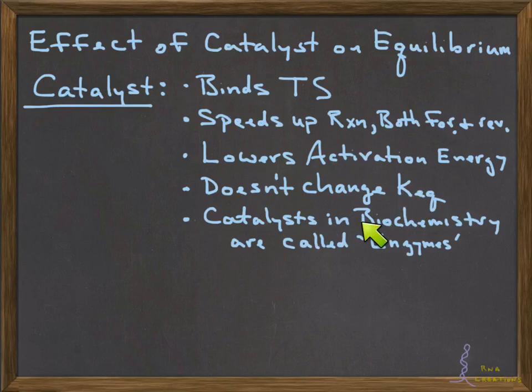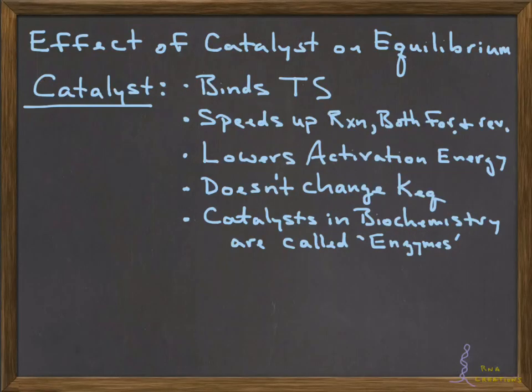And catalysts found in biology and biochemistry are called enzymes. They're typically made up of proteins, but RNA can be an enzyme as well. And in fact, my PhD work was done studying enzymes made out of RNA. RNA enzymes are so-called ribozymes. They were discovered in the early 1980s, and their discovery led to the Nobel Prize in Chemistry.